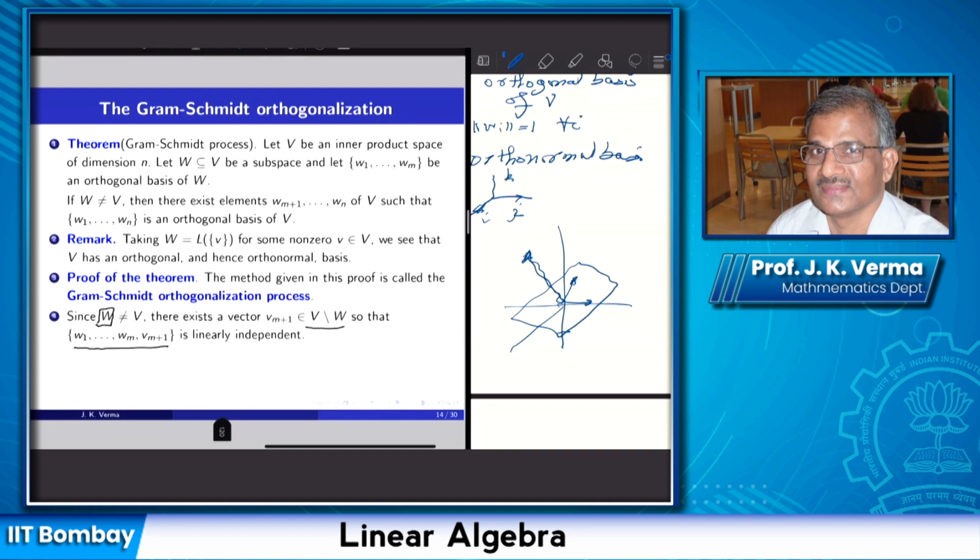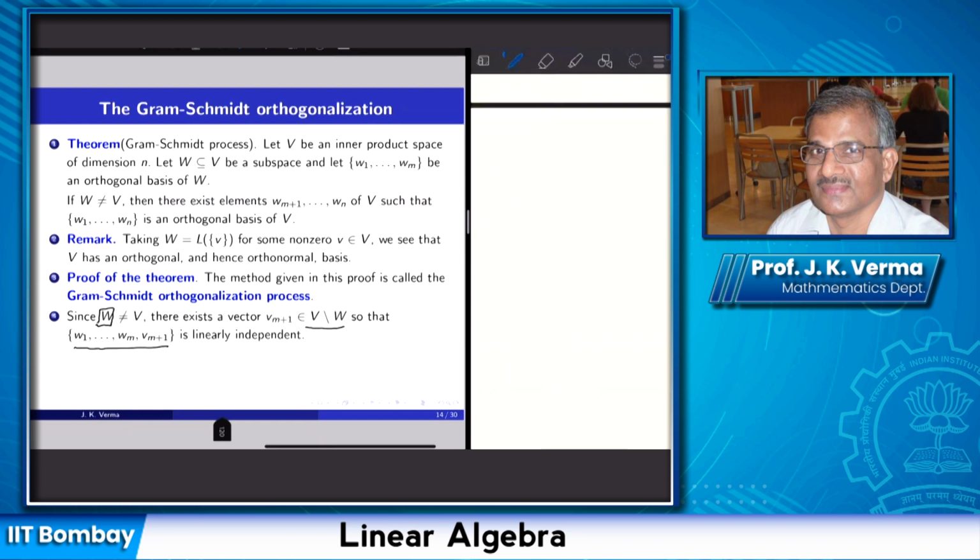Right? V_{m+1} may not be perpendicular to these W_i's. The W_i's themselves are perpendicular to each other, but V_{m+1} may not be perpendicular to W_1 up to W_m, and so we would like to modify V_{m+1} to get a set of mutually perpendicular m plus 1 vectors. So here we use this idea of projection.